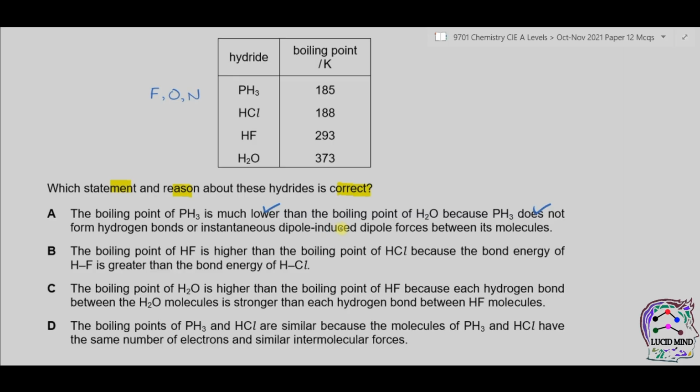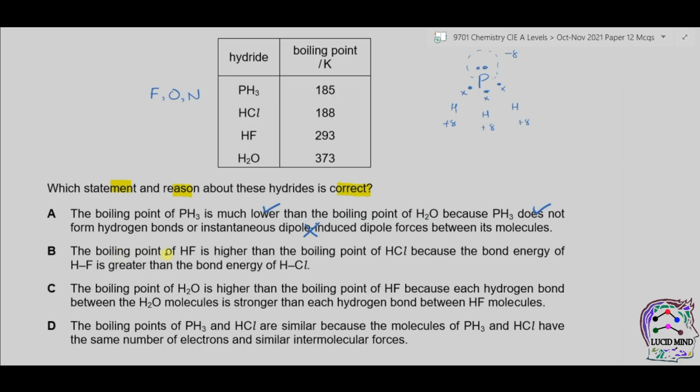For instantaneous dipole induced dipole forces, we can look into the structure of PH3. Phosphorus has 5 electrons in the outermost shell, out of which 1 is lone pair and 3 are bond pairs. As we can see, hydrogen is partial positive and this side is negative as we have a lone pair of electrons. So therefore, due to non-symmetric distribution of charges, it will be slightly polar and instantaneous dipole induced dipole forces will be present. So this part is incorrect.